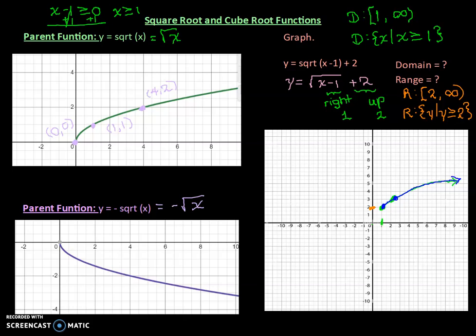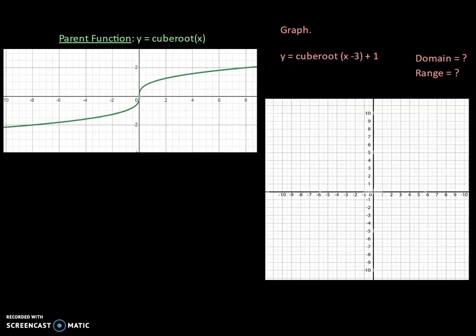And now we're going to deal with the cube roots. So this is a parent function of what a cube root looks like. A parent function is when there are no numbers being added, subtracted, multiplied, divided to it. So this is just cube root of x. Notice some key points. Again, we have (0, 0). Another one is (1, 1). And also (-1, -1).